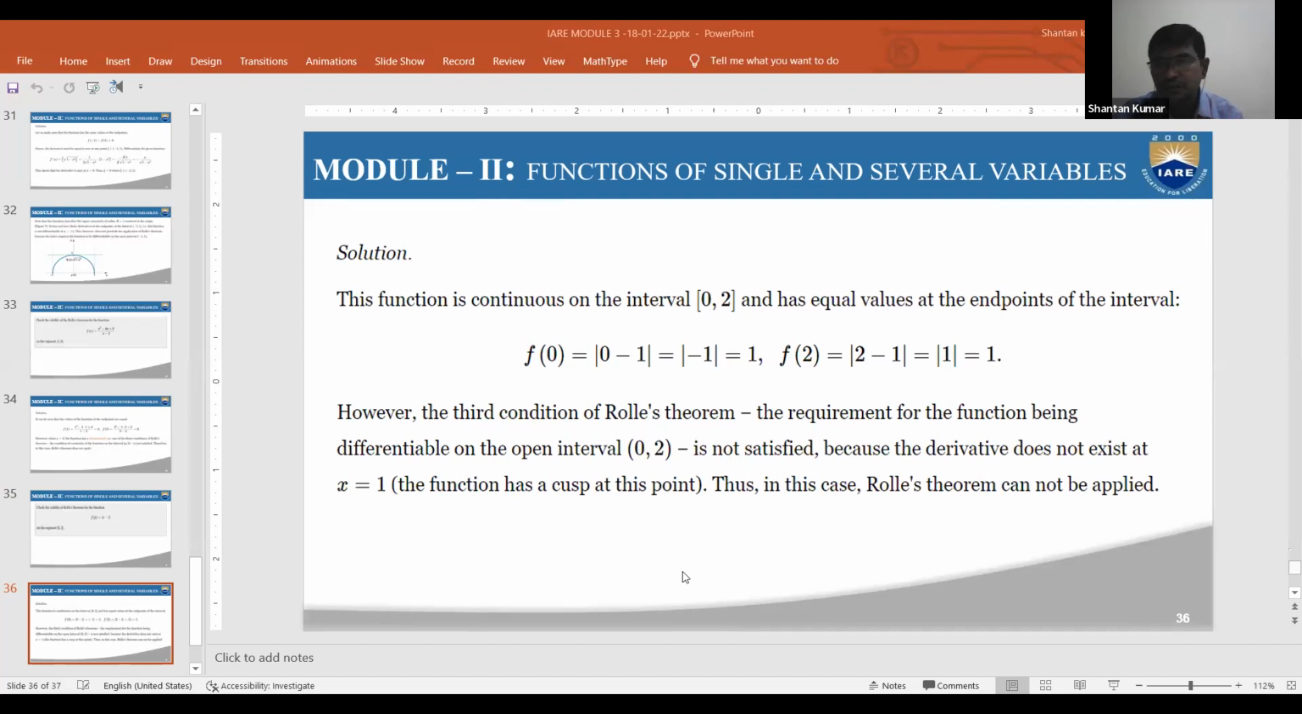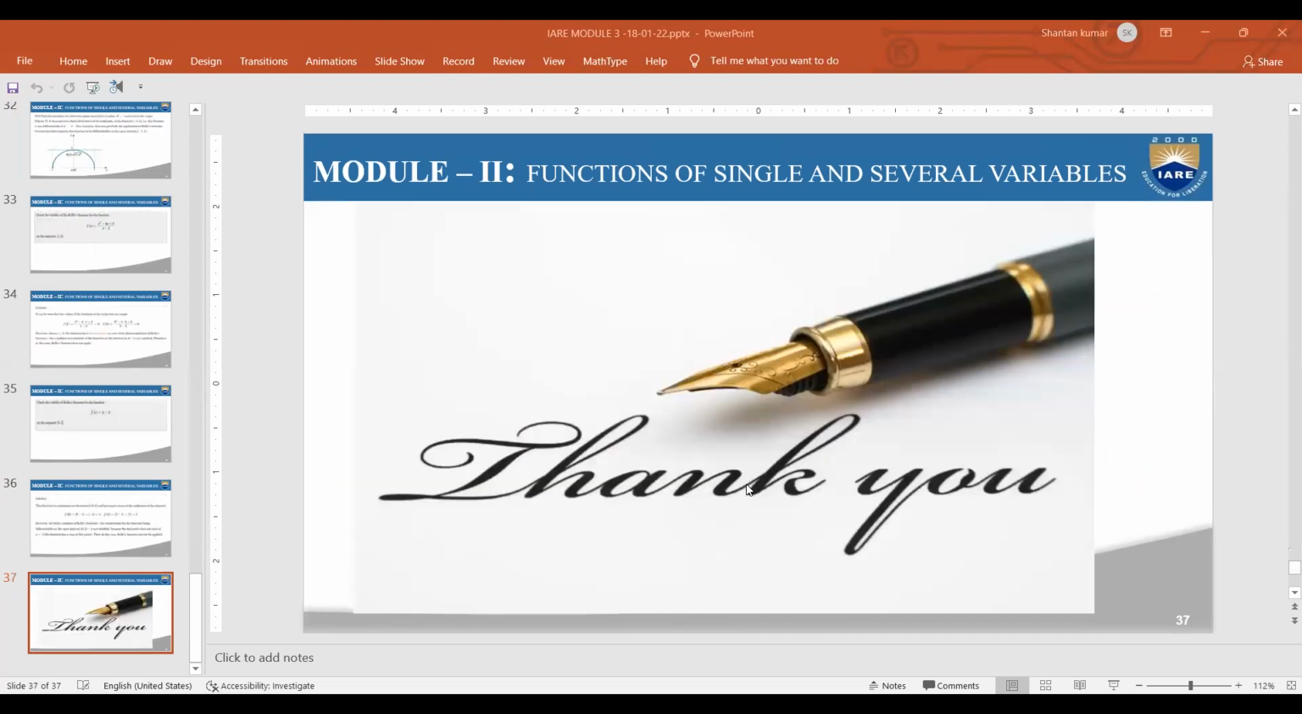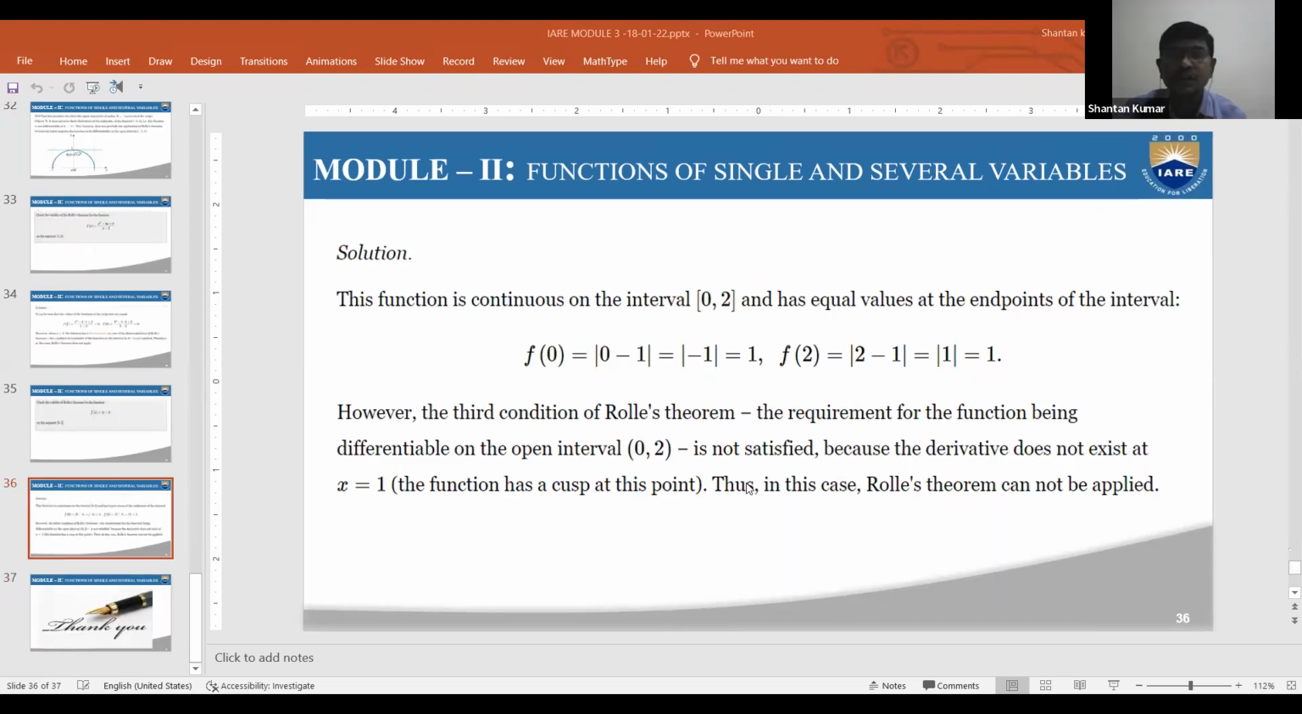Yeah, very good. Not differentiable. Okay, these are the problems based on the Rolle theorem. Everybody do the hard work and do more practice. And what I uploaded in yesterday's class, you need to refer to that. And anyhow, I'm going to show that.